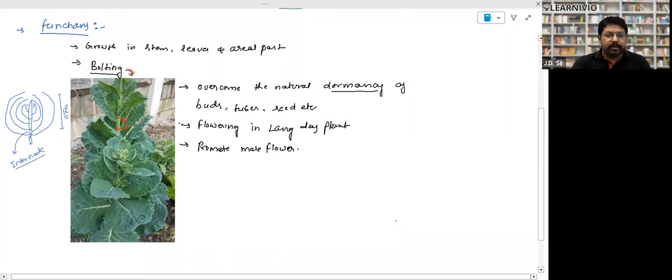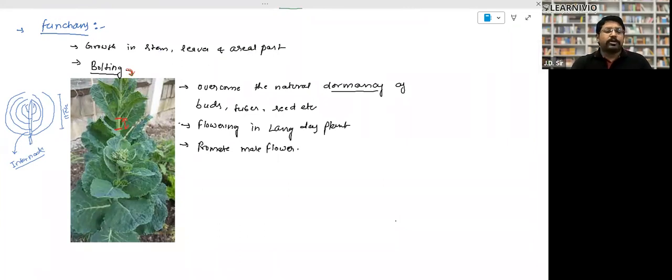Growth in stem, leaf, and aerial part means growth of the shoot. It causes bolting. What is bolting? Bolting increases the height of genetically dwarf plants.